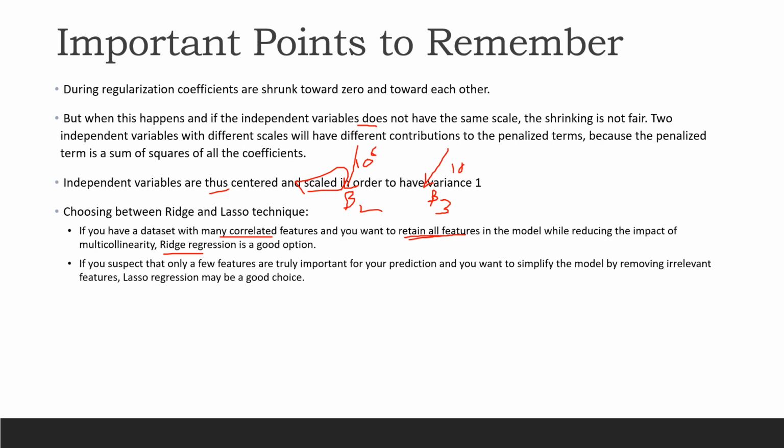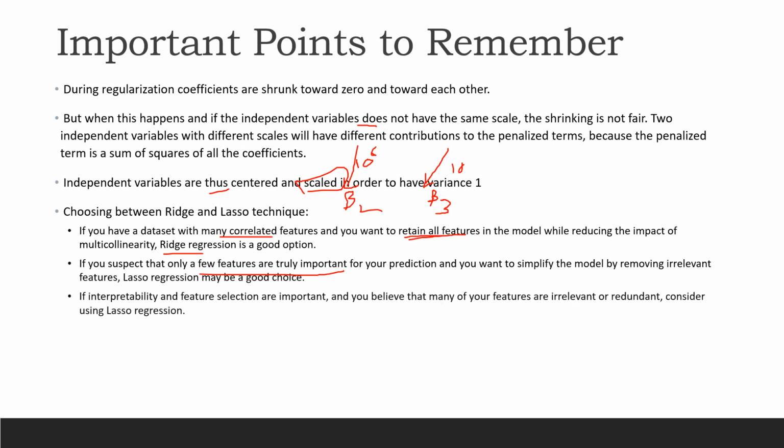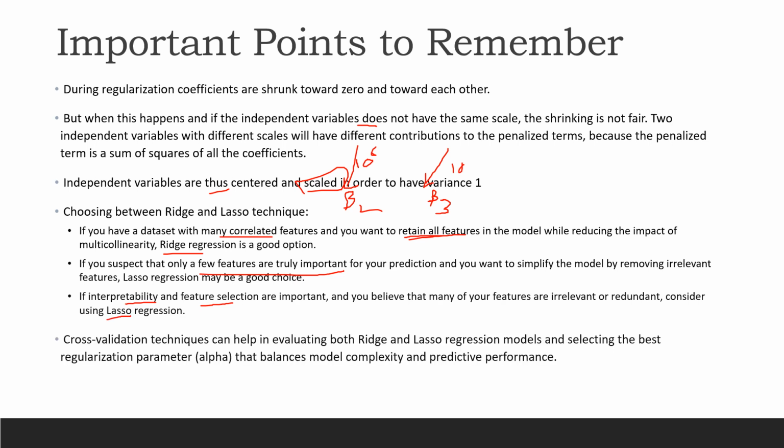Now, if in the use case we see that only some of the features are actually truly important for our prediction and there is some redundancy, Lasso would be a good choice in that case. Thirdly, interpretability. If interpretability is an issue wherein we cannot afford to have too many features, then again Lasso regression will help us get a better model.